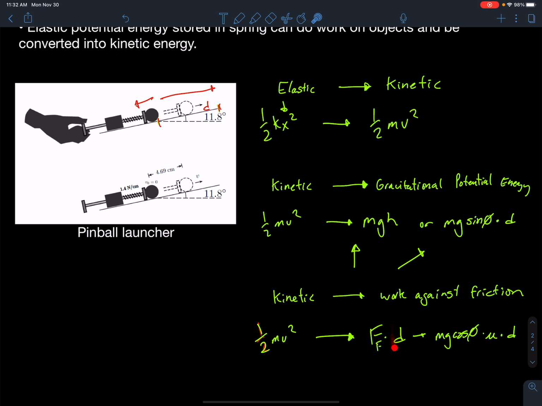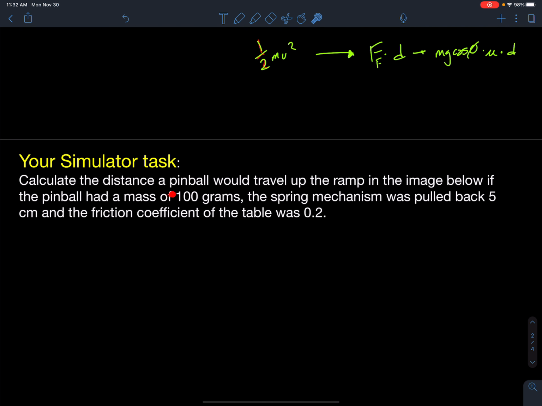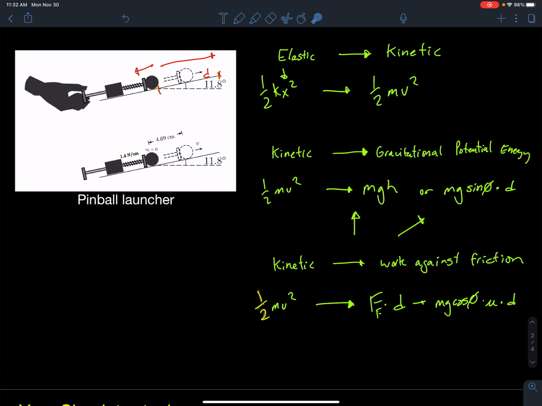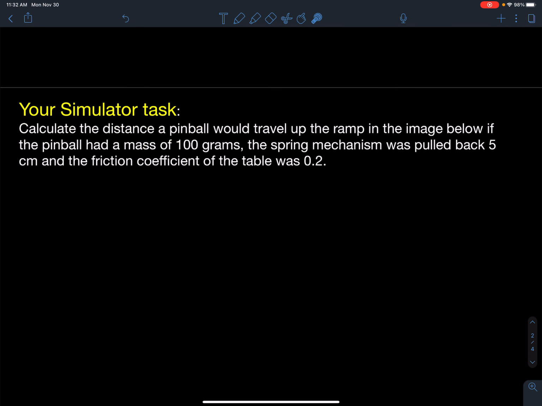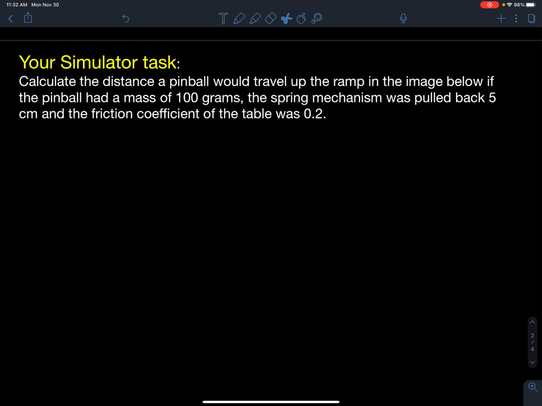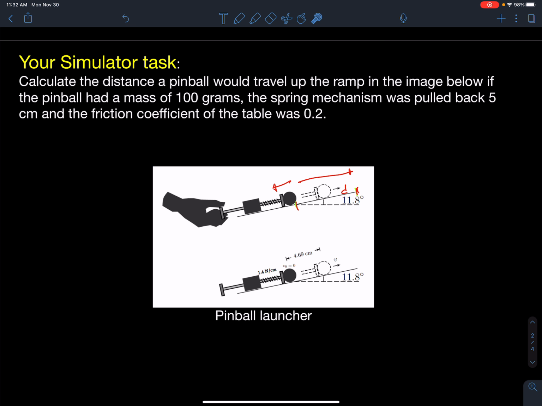I'll be able to calculate d where it ends up, and that's what you're going to be doing as your simulator task. You're going to calculate the distance a pinball would travel up the ramp in the image, not below, but above. So if I'm going to copy this image, place it here, if it allows me, I can then calculate the distance that that ball is going to go up.